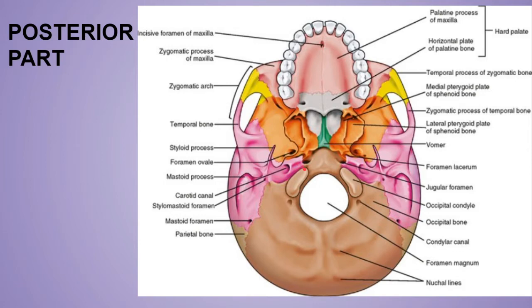Now two more things: the mastoid process of the temporal bone and the styloid process of the temporal bone.